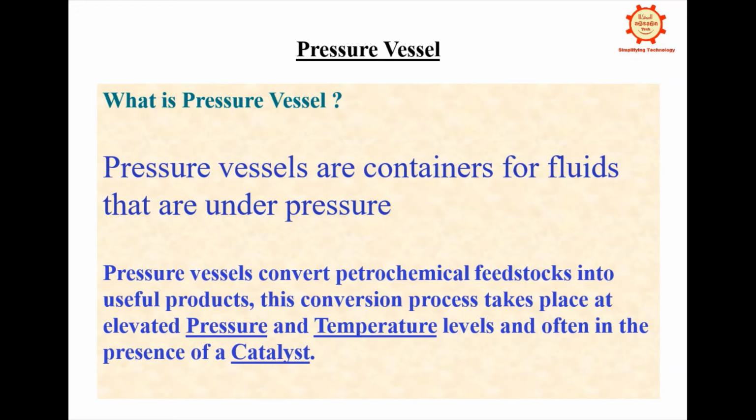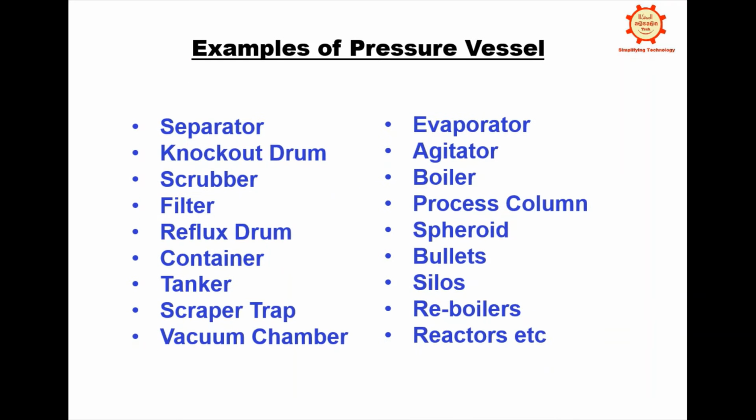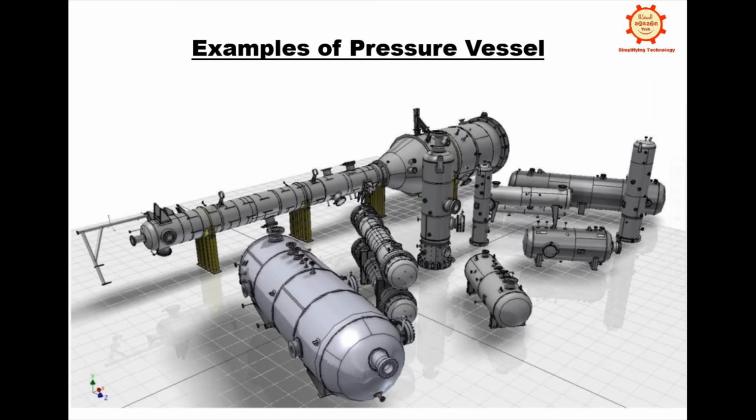Some examples are separator, knockout drum, scrubber, filter, reflux drum, container, evaporator, spheroid, reboiler, vacuum chamber, process columns. These are a few examples of pressure vessels. If you see, these are like this. These are the 3D models of them. Here there are some process columns and knockout drums. Some are supported on skirts, some on saddles. These are a few examples.